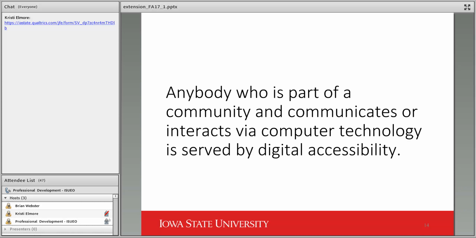And by now, I think you may have sensed some of what you get benefits from. But let's go a little bit into detail. So anybody who is part of a community who communicates, interacts through the web or any sort of digital technology is impacted by accessibility.